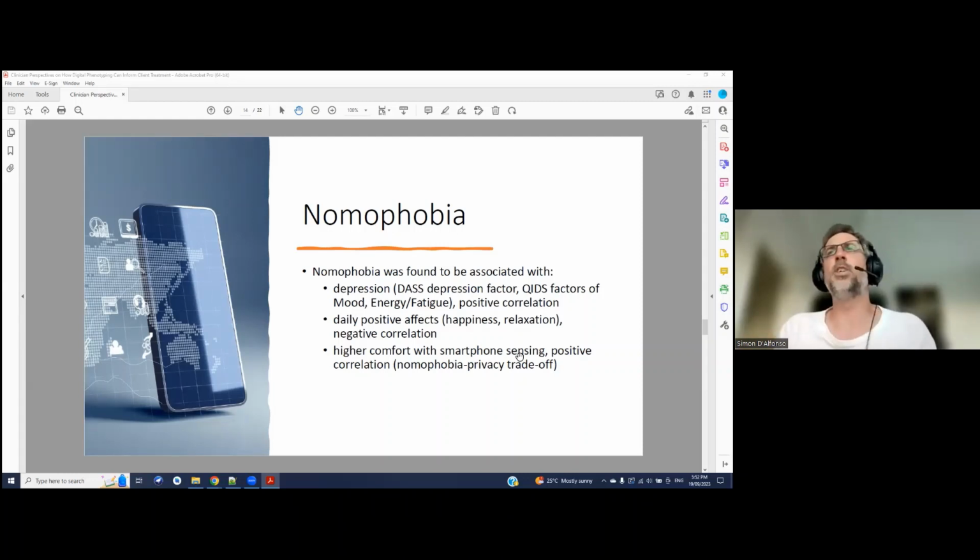And our interpretation of this, mainly my interpretation, was we could perhaps posit some nomophobia privacy trade-off, in that the more one feels compelled to need to use their phone, perhaps the more willing they are to sacrifice their privacy, or the greater comfort they have with just being sensed in various ways on their phone. A little speculative at the moment, but these are some initial tentative statistical quantitative results.